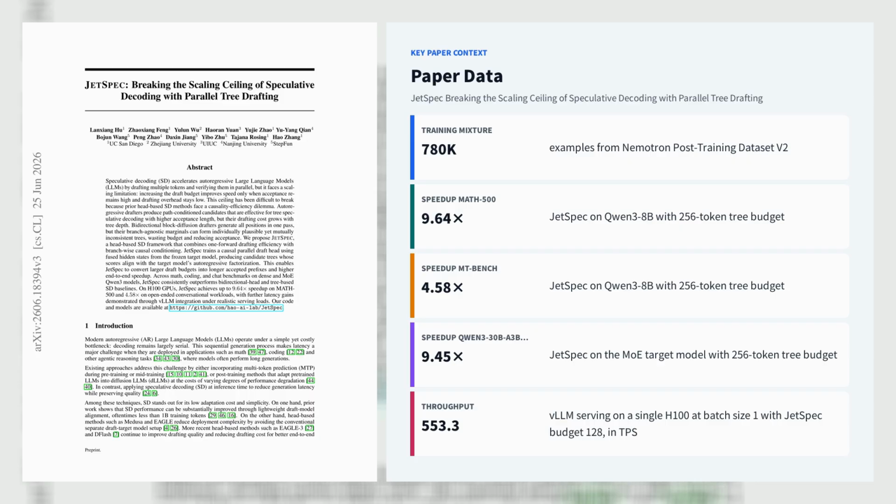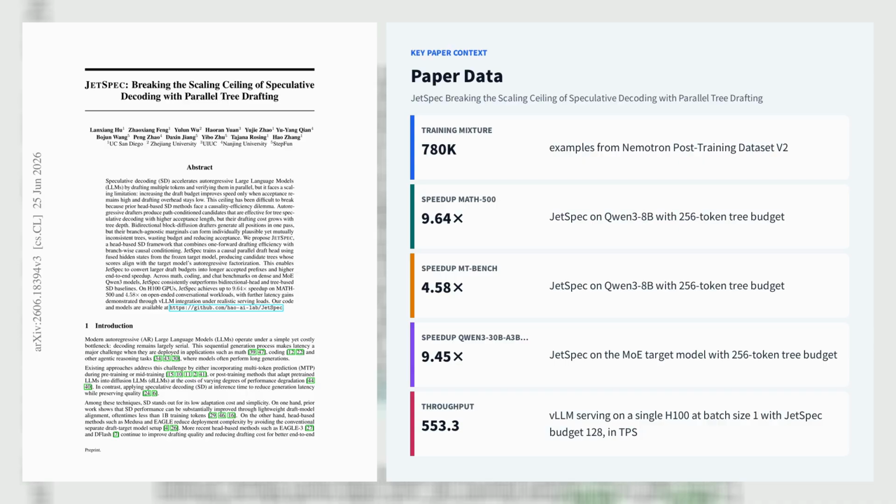The paper formalizes the speed-up bottleneck in terms of draft length, acceptance rate, and per-token draft cost. Then it shows that a tree causal attention mask aligns draft scores with the target model's autoregressive factorization. It is trained on 780K examples from NVIDIA's Nemotron post-training dataset V2 plus 20K Code Alpaca examples. JetSpec is evaluated on Qwen3 8B and Qwen3 30B A3B across GSM8K, Math 500, AIME25, HumanEval, MBPP, LiveCodeBench, and MT-Bench.